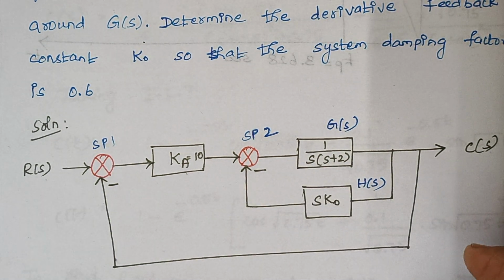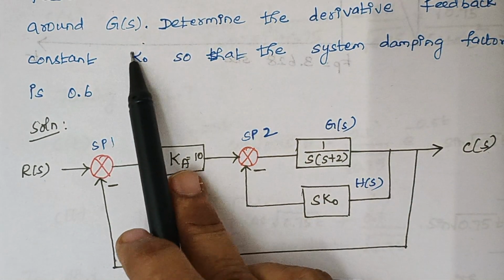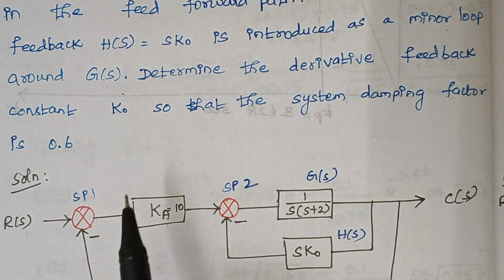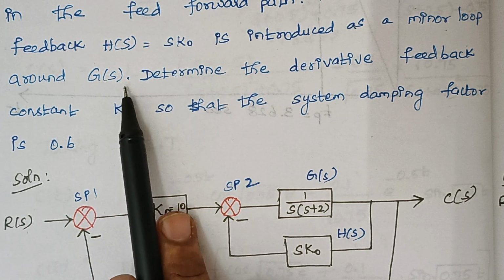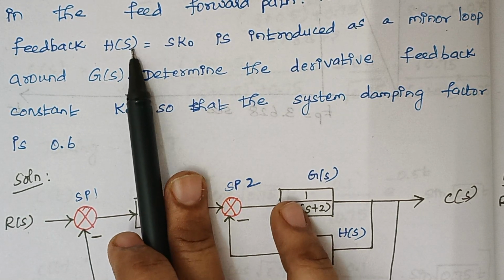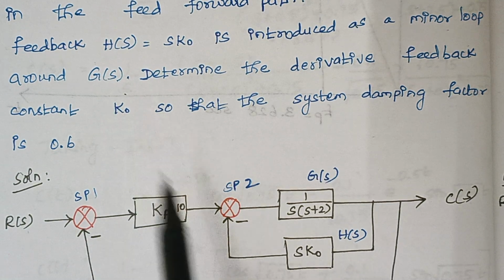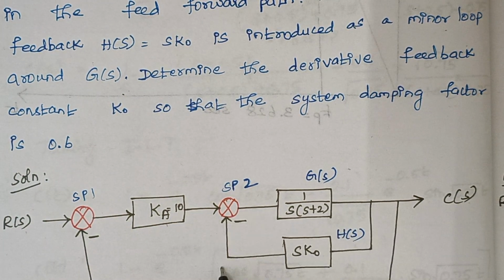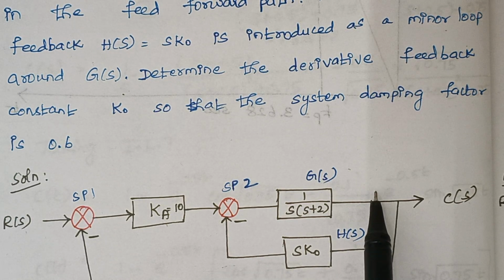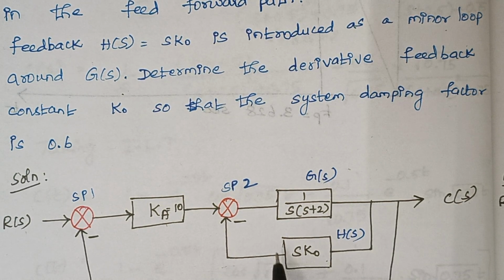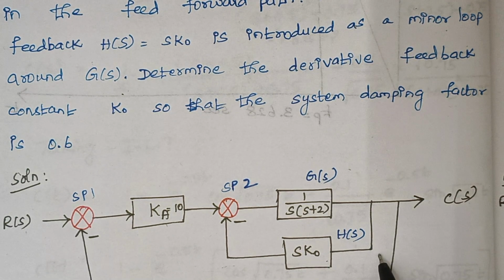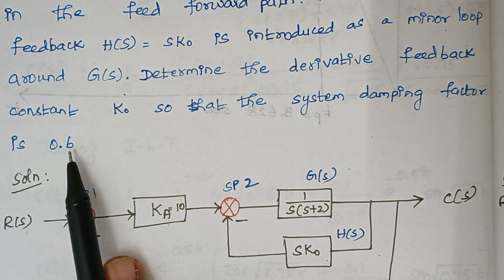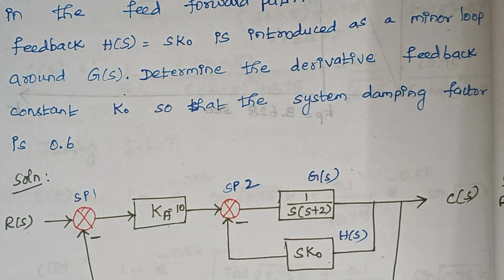On the next line, you see a derivative feedback H of S is introduced as a minor loop around G of S. Now we are having a feedback element H of S around G of S. So this is your G of S, and around this G of S you are having a minor feedback loop, and the feedback loop has an element S into K naught. Then find the value of K naught when the value of zeta is equal to 0.6.